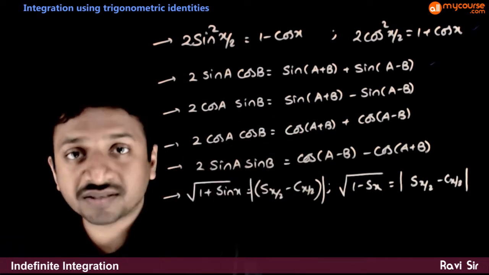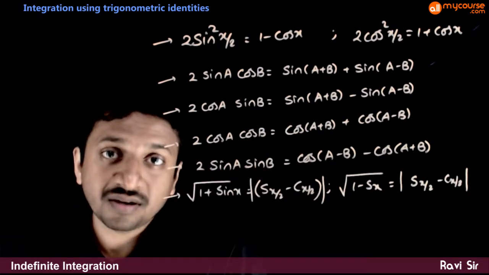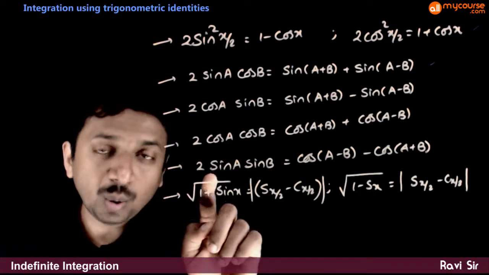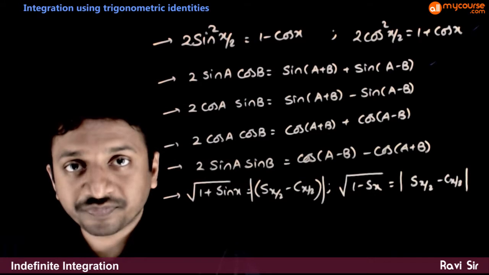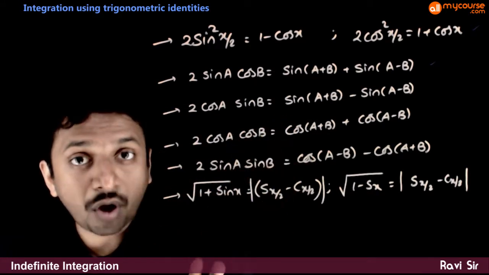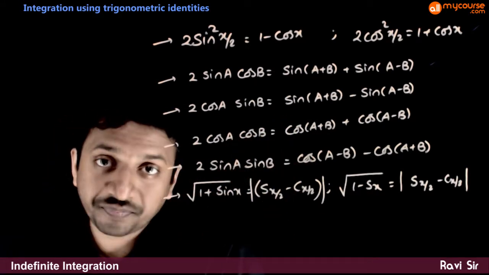2 cos a cos b is cos(a plus b) plus cos(a minus b). 2 sin a sin b is cos(a minus b) minus cos(a plus b). So these are the formulas which you have already learned in your trigonometry.